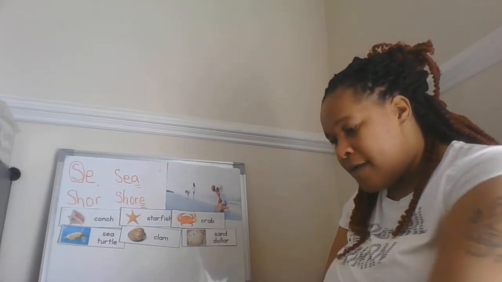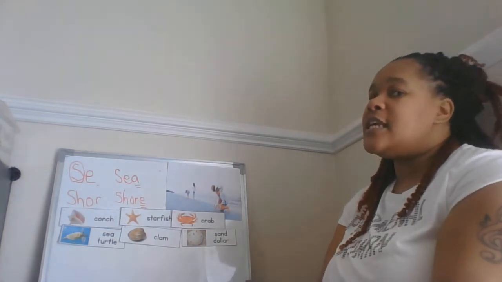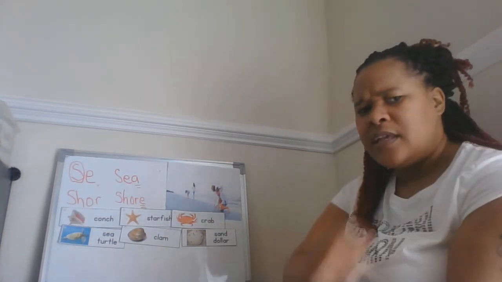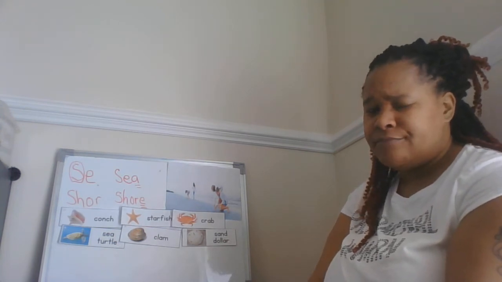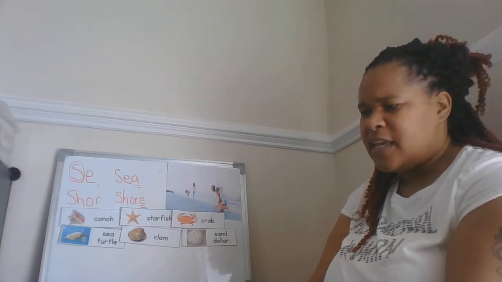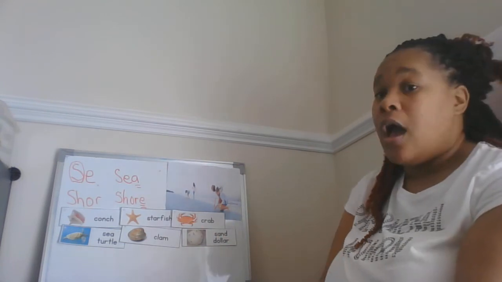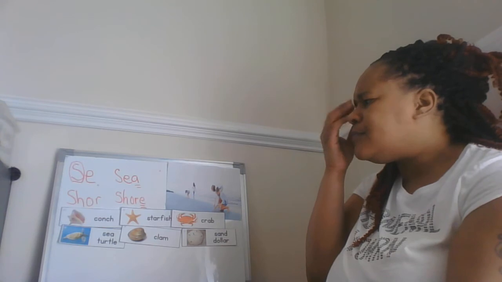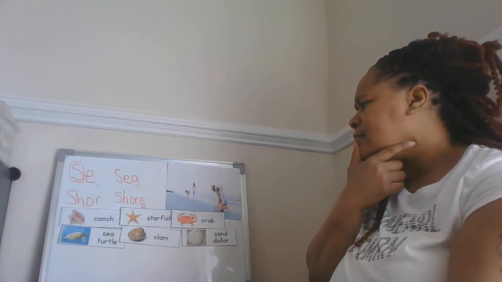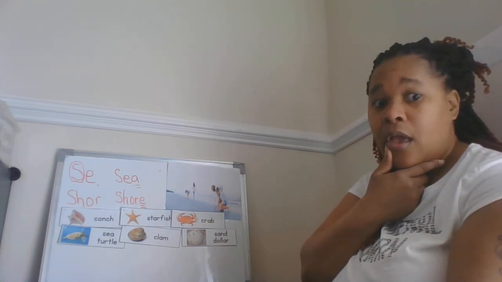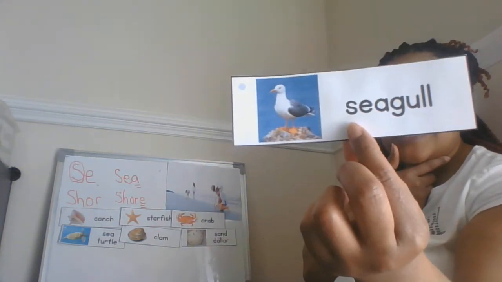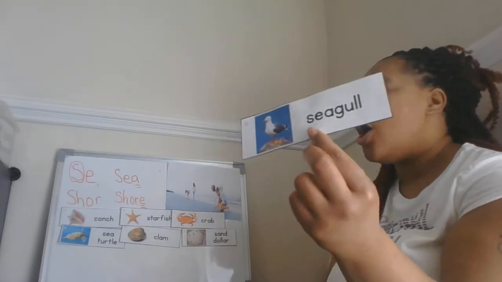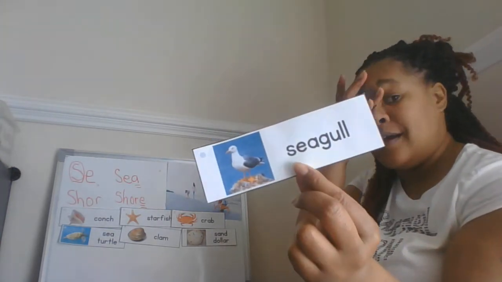What else do we have? This thing right here, I read about it in the book yesterday. And it eats the fish. It flies down and it scoops up the fish and the shrimp and sometimes the clams, if they can get inside of them. The seagull. You find a lot of seagulls on the seashore. A lot of them.